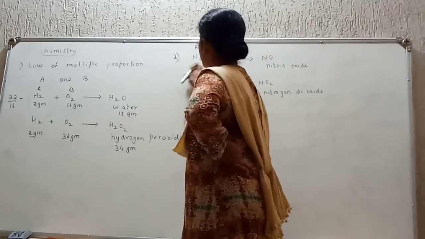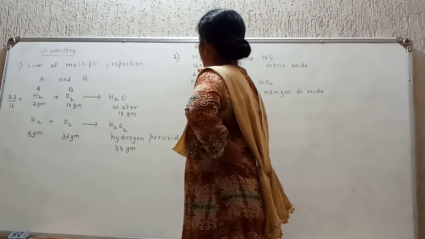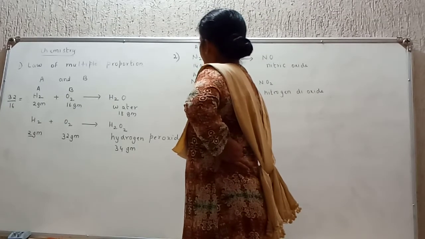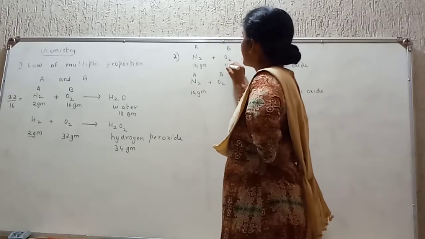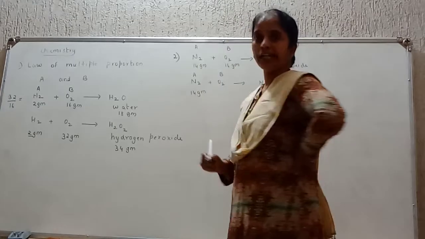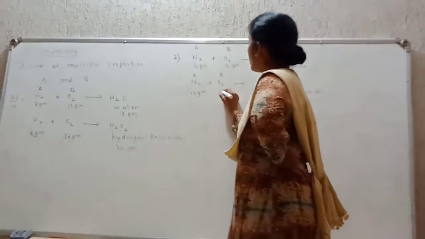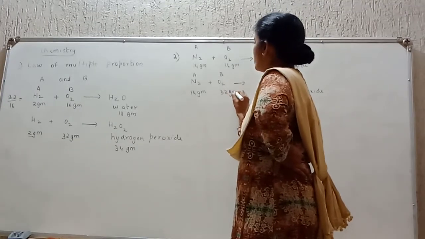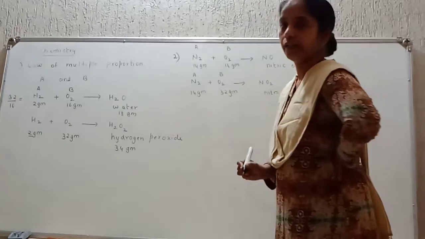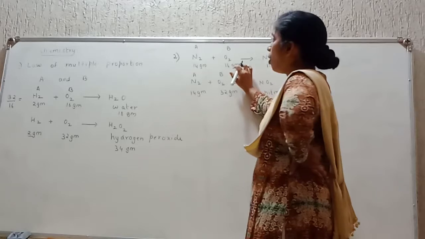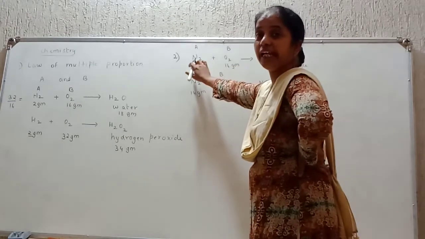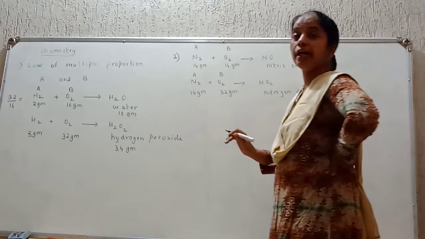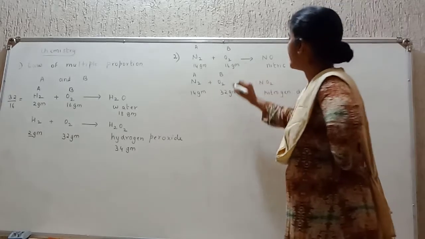Nitrogen 14 grams. Here also 14 grams. Here I am selecting oxygen as 16 gram to form nitric oxide, but here we require oxygen 32 gram to form nitrogen dioxide. Means the mass of B which reacts with A is in the simple whole number ratio. Here 16 is to 32.